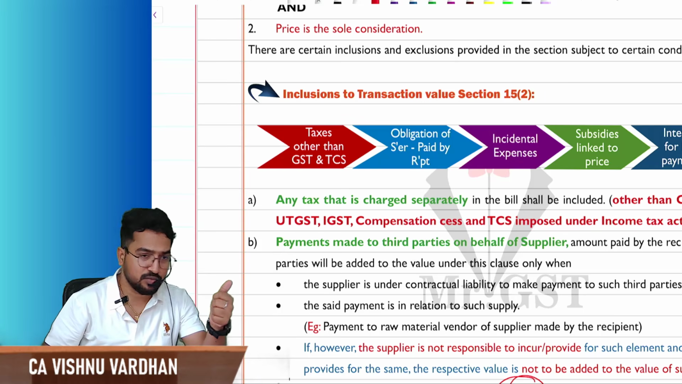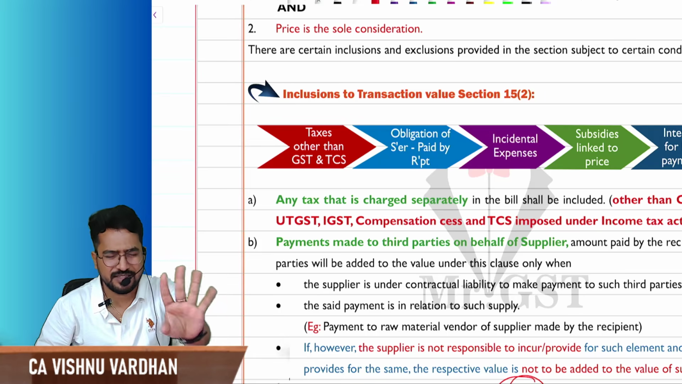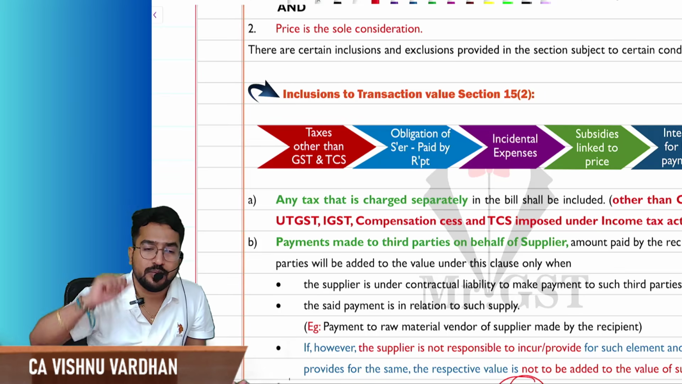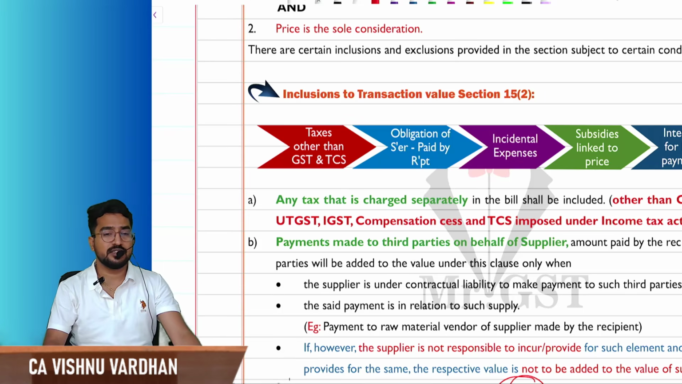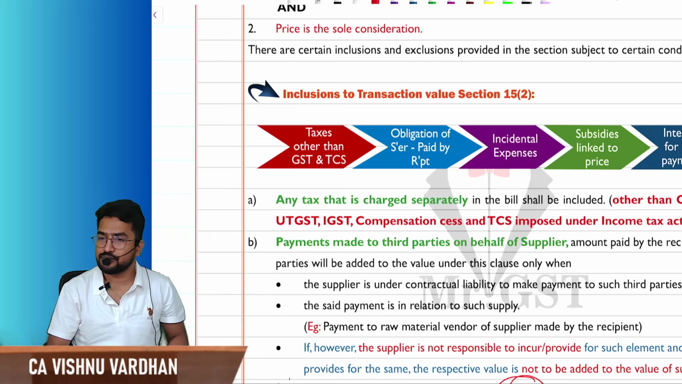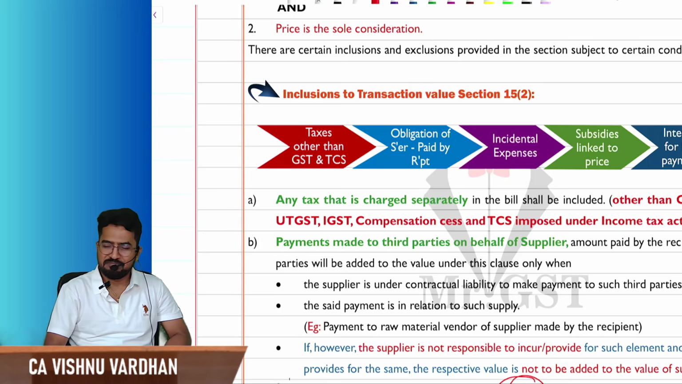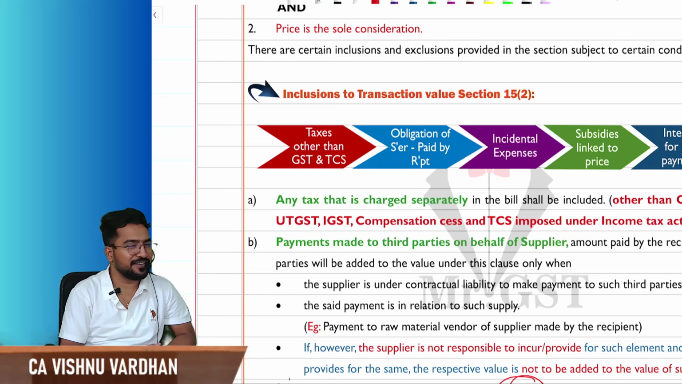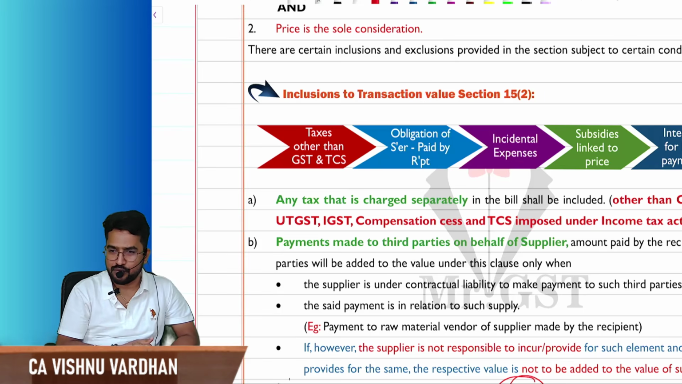other than GST. Other than GST means what? CGST, SGST, UTGST, IGST, GST compensation cess, everything other than GST. Imagine you are buying a car for 20 lakhs. Whenever you purchase a car, there is something called TCS. If it is more than 10 lakhs, TCS is 1%. So now I am selling the 20 lakh car to you. I will collect 1% TCS also.